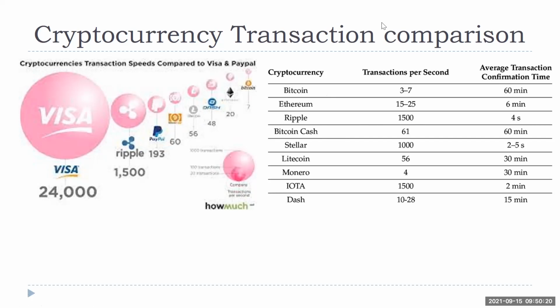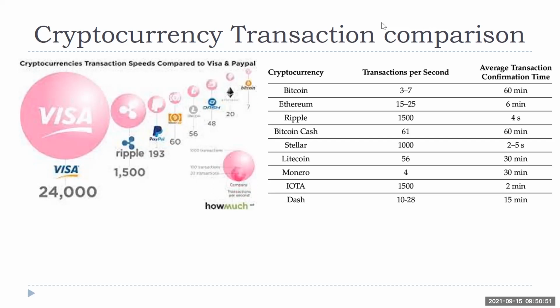Why I want to show you this: there are others like Stellar, and IOTA, which is basically for Internet of Things. Then Dash. If you compare all of these to the transaction speed of Visa or Mastercard, it is very low. Even if you take the example of Ripple, with a transaction speed of 1500 transactions per second, in comparison to Visa it is almost 1 by 15th.